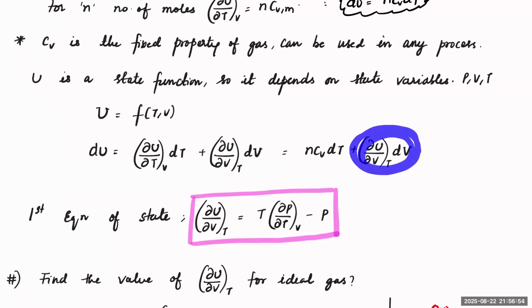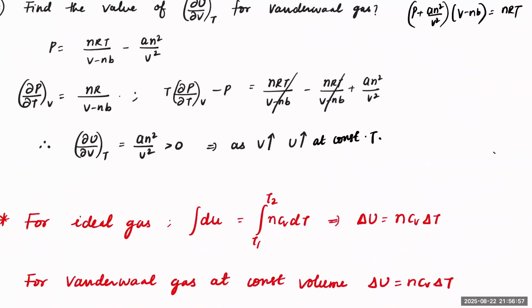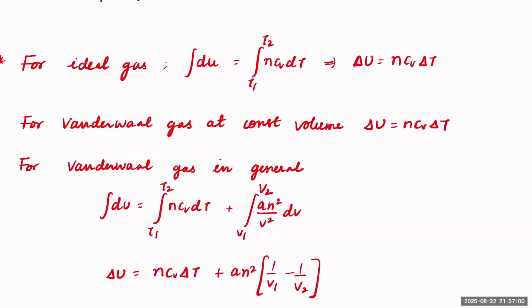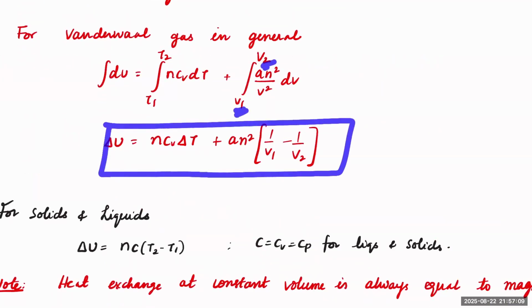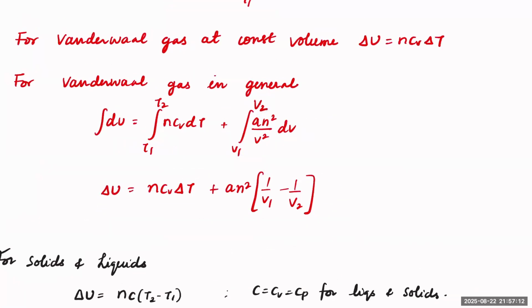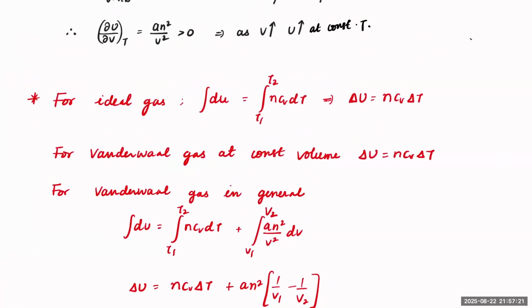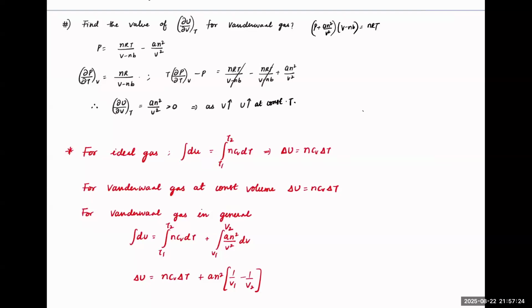Now we just learned that ∂U/∂V at constant temperature, we got it as a n square by V square. So I can write down a n square by V square into dV, integral V1 to V2. So this is the equation of delta U for real gases. For ideal gas, we'll only get nCv delta T. But for real gas, we'll also get this particular factor. So please go through it once. Please check if you have understood how we have derived delta U for real gas. This is delta U for ideal gas. This is delta U for real gas. Clear?